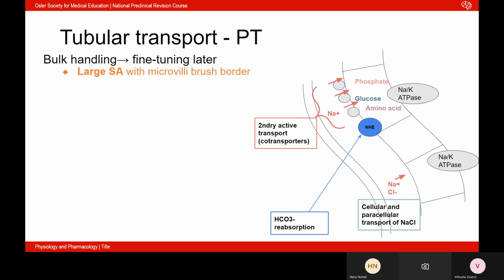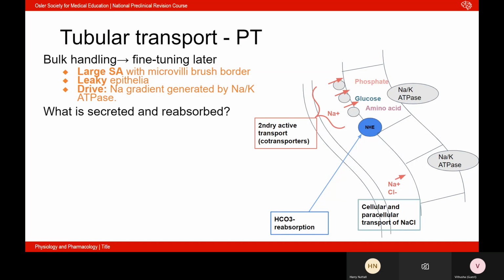So the adaptations in the proximal tubule are that there is a large surface area because of this microvilli brush border. The epithelium is leaky, and there is a good drive to reabsorb many solutes produced by the NaK ATPase, which is basolateral, and that generates a large sodium gradient for active transport.